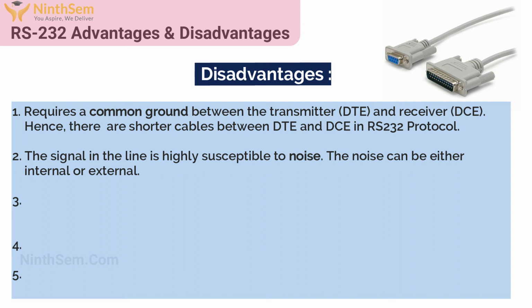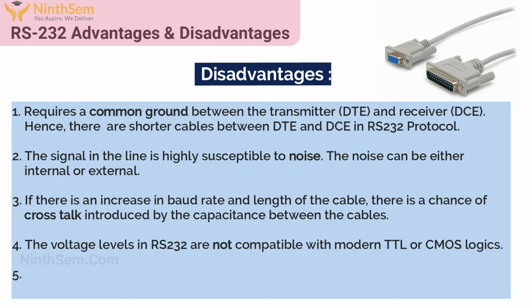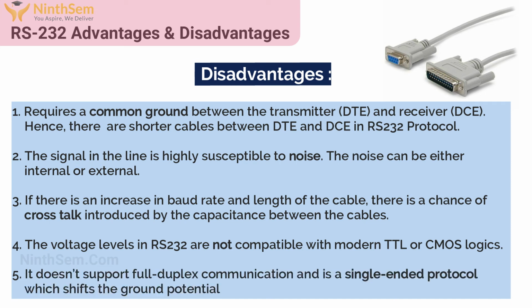So it is the most important factor when we are talking about any kind of output devices which are connected to a PLC especially. If there is an increase in baud rate and length of the cable, there is a chance of crosstalk introduced by the capacitance between the cables. Fourth is that the voltage levels in RS232 are not compatible with modern TTL or CMOS logic. We need an external level converter, like the MAX232 converter that we have talked about before. Most importantly, it doesn't support full duplex communication and it is a single-ended protocol which shifts the ground potential.